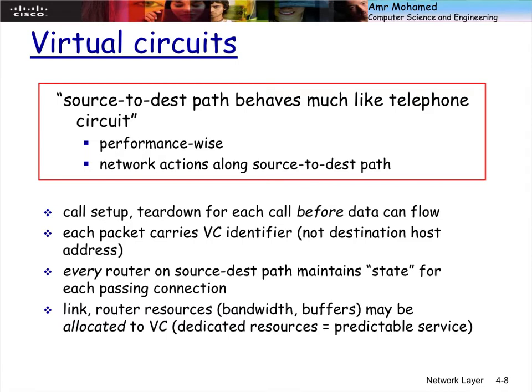So in virtual circuits, we talk about source to destination. The path behaves much like telephone circuits, although in the telephone circuit, we talk about a physical circuit, because we talk about switches, physical network nodes, and we establish a physical circuit end-to-end. If you lived in the days when we had the landlines and switches, in the public switched telephone network, whenever you establish a call, you have to create a physical circuit between all the switches all the way to the final destination.